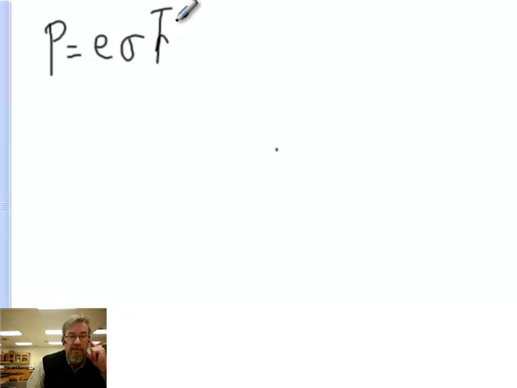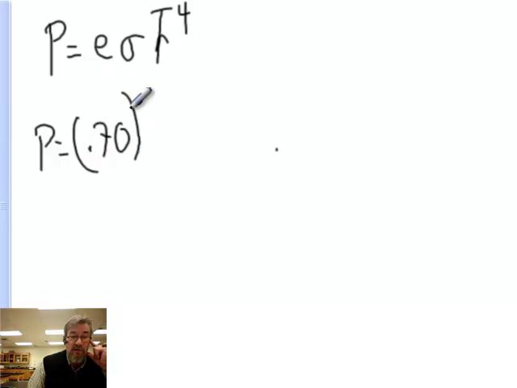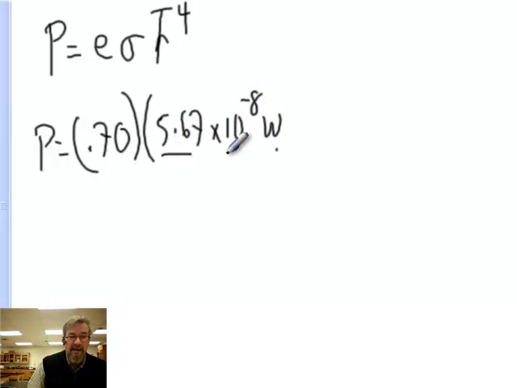Well, let's start out with our equation that quantifies this. Radiative power is going to be equal to the thermal emissivity times the Stefan-Boltzmann constant times the temperature of the radiating surface raised to the 4th power. So let's plug our numbers in here. The emissivity of this person's skin, it says, is 0.70. That's a unitless number, emissivity. And then multiply by the Stefan-Boltzmann constant. That's 5.67 times 10 to the minus 8th watts per square meter per Kelvin to the 4th.